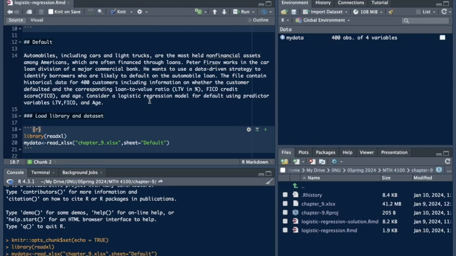FICO credit score, and the age. So we have three variables. Consider a logistic regression model for default using predictor variables LTV, FICO, and age. So we are going to estimate a regression model for this.